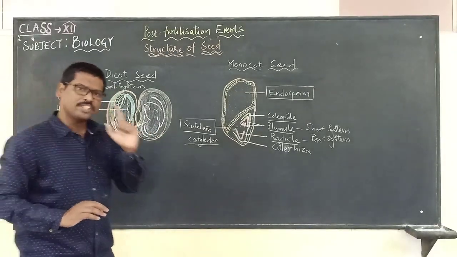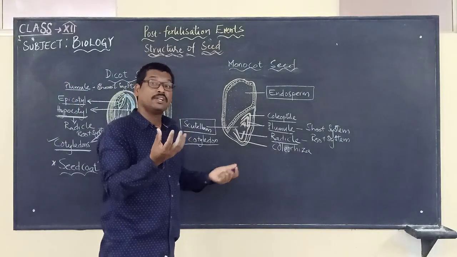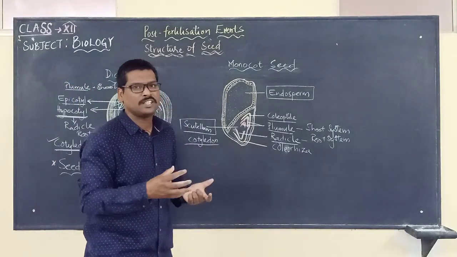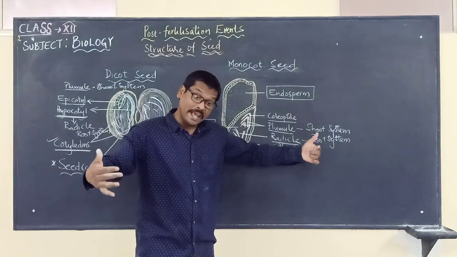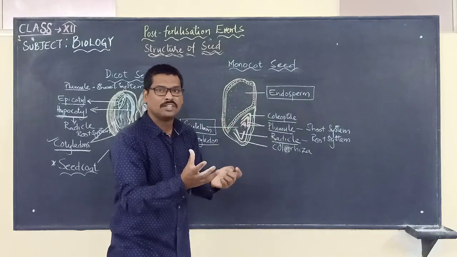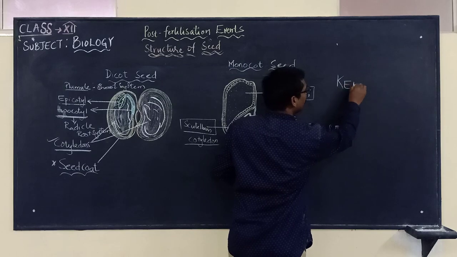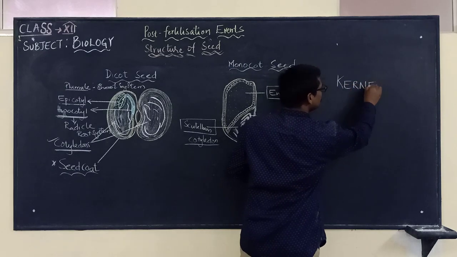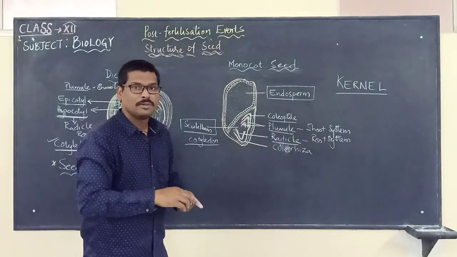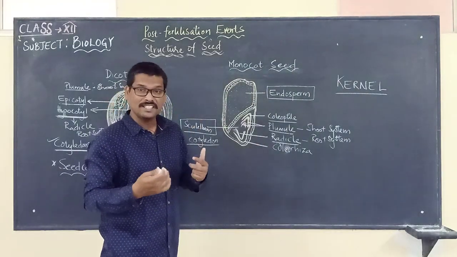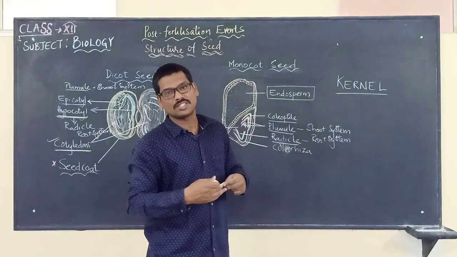But here we should remember all these structures that are present within the seed coat. All the parts of the seed which are enclosed by the seed coat will be called the kernel. Please remember this word. This is a term given for all the parts that are enclosed by the seed coat. It is called what? Kernel.